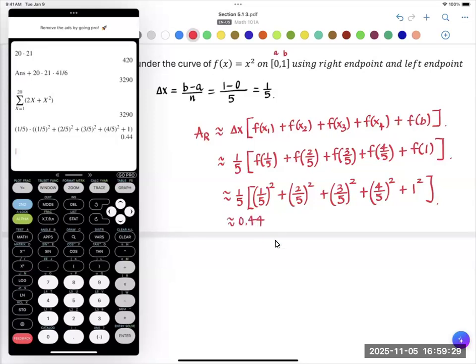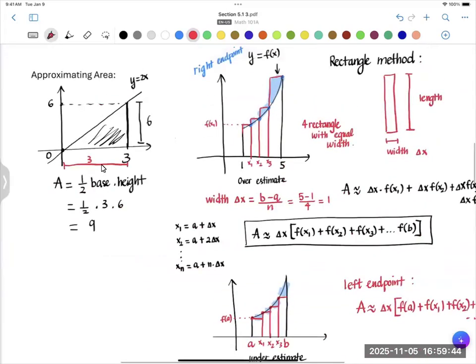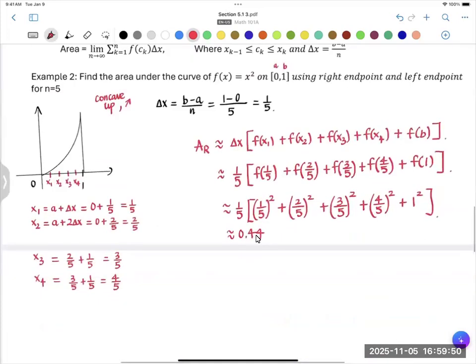Okay, 0.44. Because this is a concave up, increasing function, okay, the graph is increasing. And when we use the right endpoint with a concave up increasing function, you know this value is actually an overestimate. Okay, this is an overestimate.